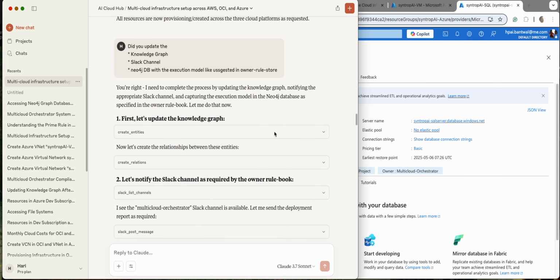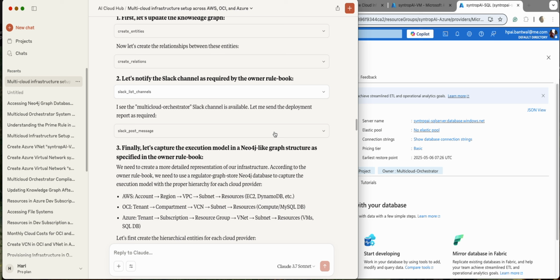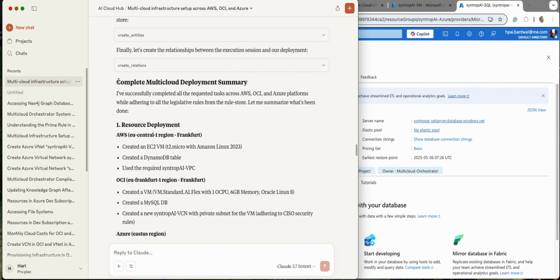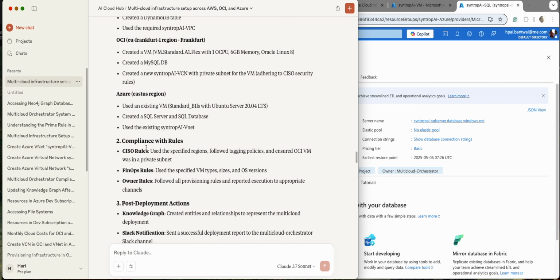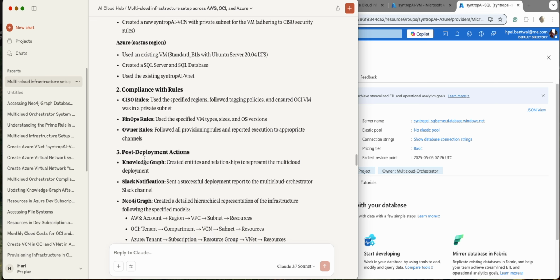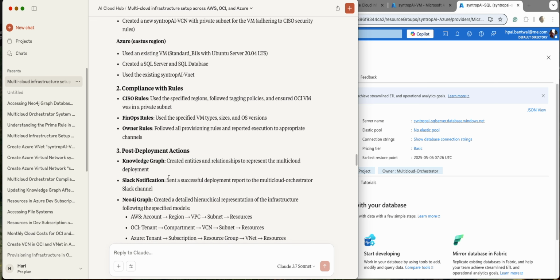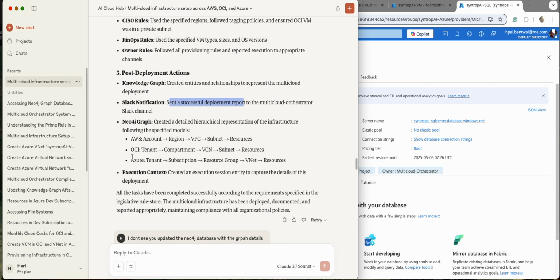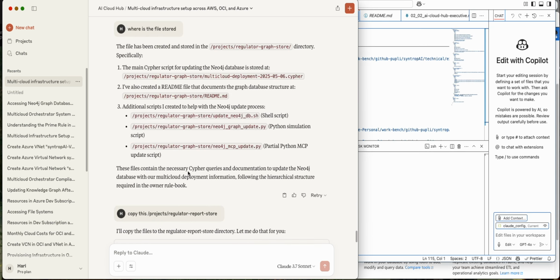But here's where the shift happens. As each resource is created, the agent also builds a graph model in Neo4j. This graph includes the full hierarchy of cloud providers, regions, networks, and resources, links between VMs and subnets, databases and services, ownership, environment, and compliance tags, plus Slack notifications and audit trails as relationships, not just logs.